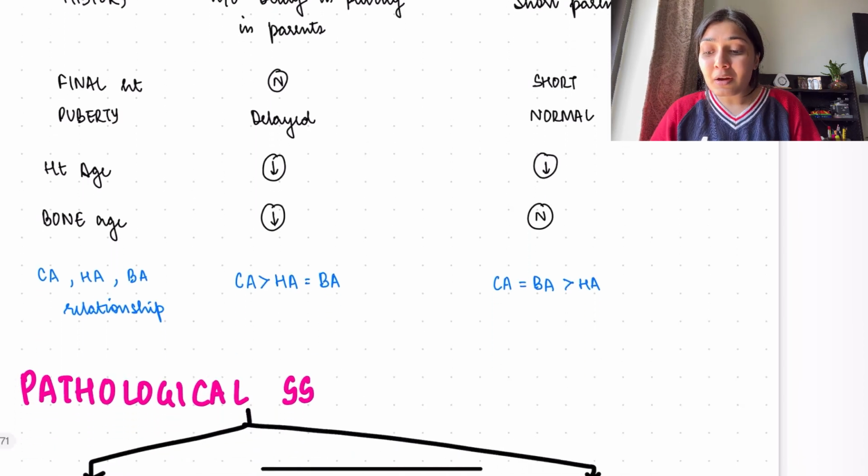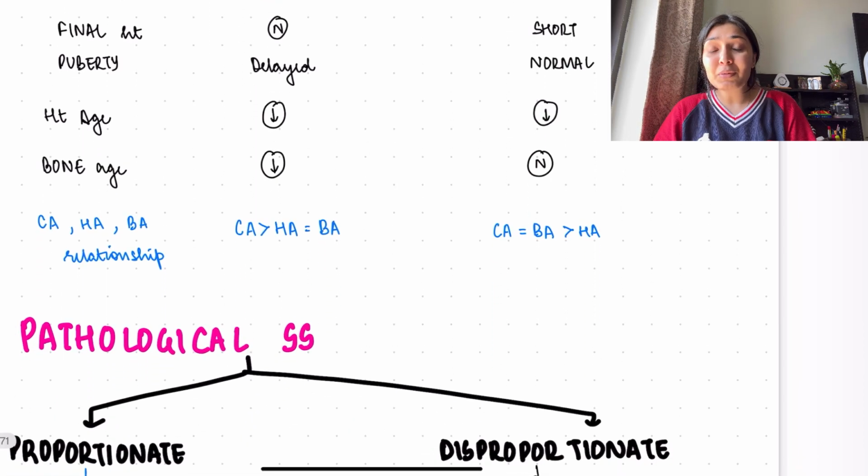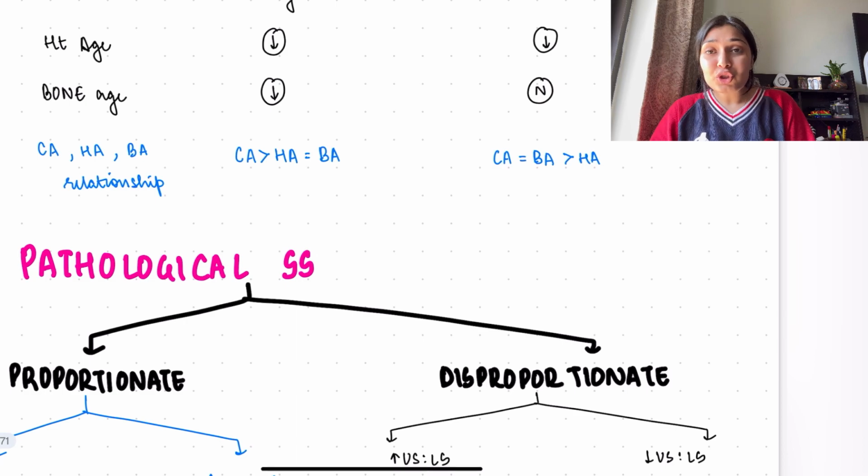So if we make a relationship between chronological age, height age and bone age, it would be like this. In constitutional delay in growth and puberty, I know the height age is less than the chronological age, but here the height age will be equal to the bone age. Whereas in familial short stature, the height age is less than the chronological age, but the chronological age is equal to the bone age. So this is how you find a relationship between constitutional delay in growth and puberty and familial short stature. This relationship is frequently tested in the exams.